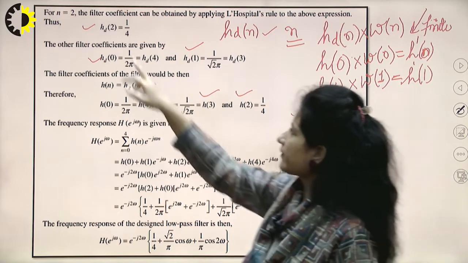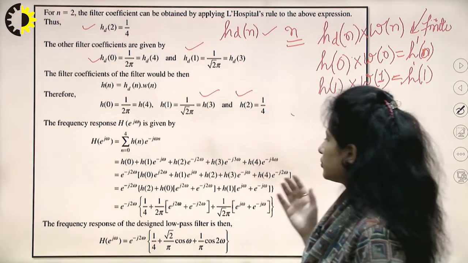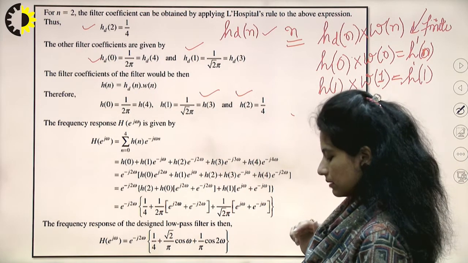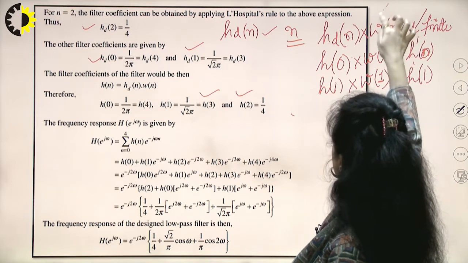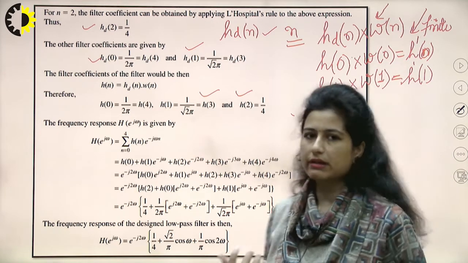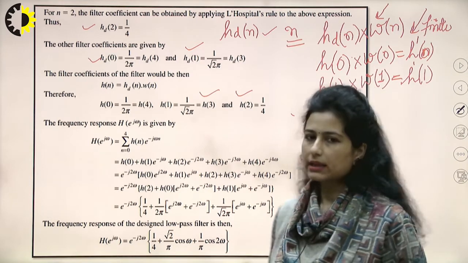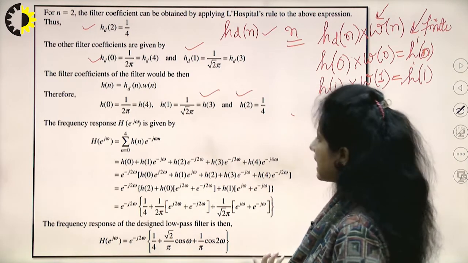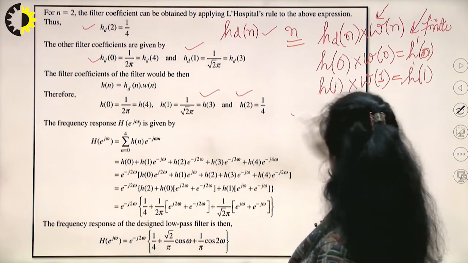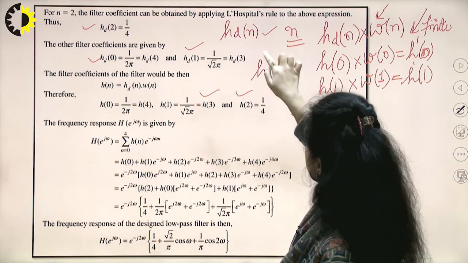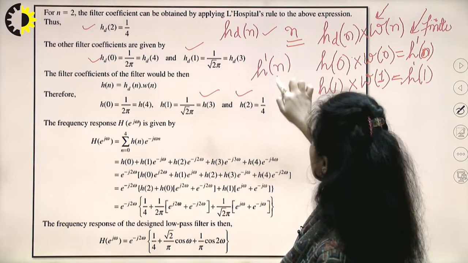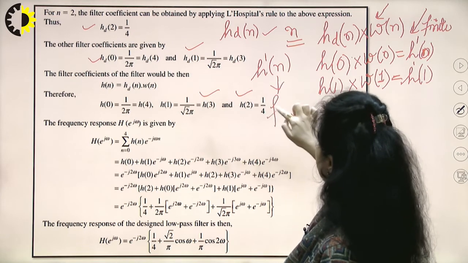So once I have calculated hd(0), 1, 2, 3, 4, I would multiply it with the window function, because in this numerical the window function is rectangular. That means I need to multiply all the samples with 1. That means all the values would remain the same. So once I have calculated this h'(n), I need to show its frequency response.